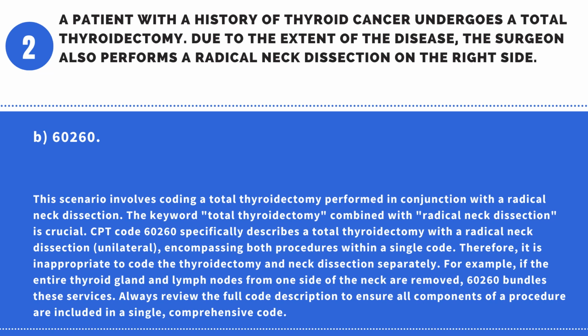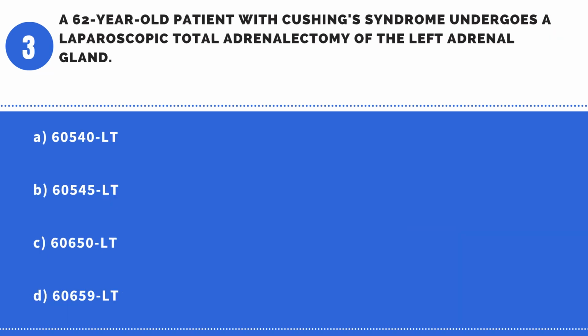For example, if the entire thyroid gland and lymph nodes from one side of the neck are removed, 60260 bundles these services. Always review the full code description to ensure all components of a procedure are included in a single, comprehensive code. Question 3. A 62-year-old patient with Cushing's syndrome undergoes a laparoscopic total adrenalectomy of the left adrenal gland.